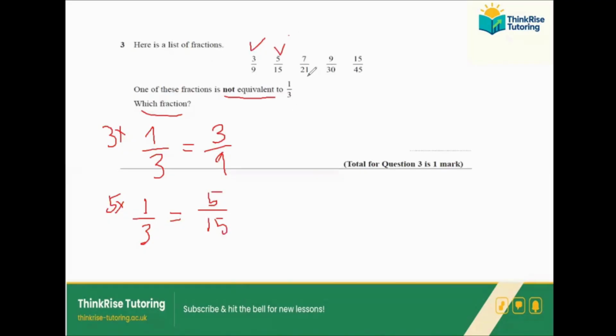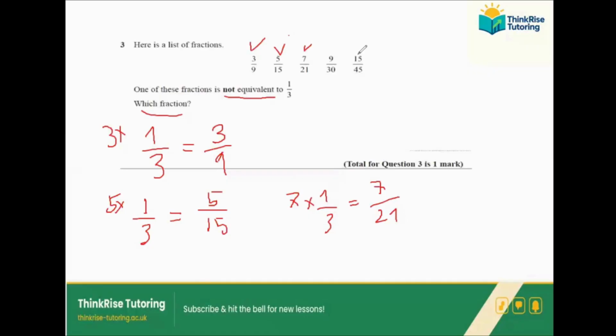So let's see the third one. If I multiply by 7, it will be 7 over 21. So we have the next one.